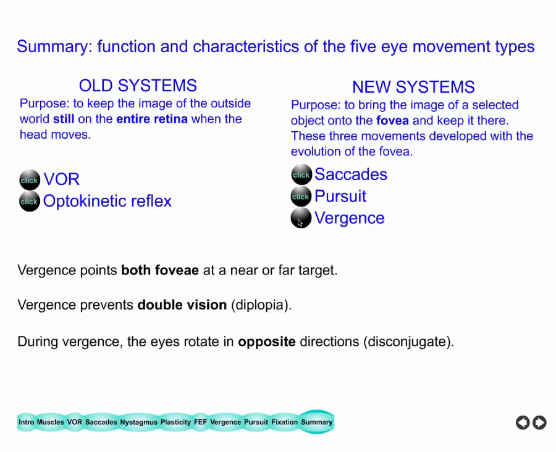And finally, vergence. You've got a problem that you have two fovea, so you've got to point one eye differently from the other eye. It prevents double vision, or diplopia, so your vergence system usually kicks in if your two muscles aren't working exactly properly, and they move the eyes in opposite directions.